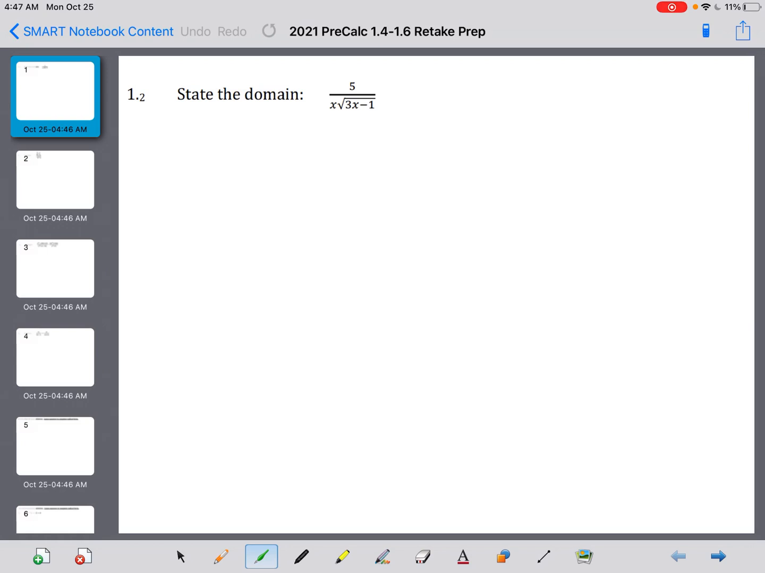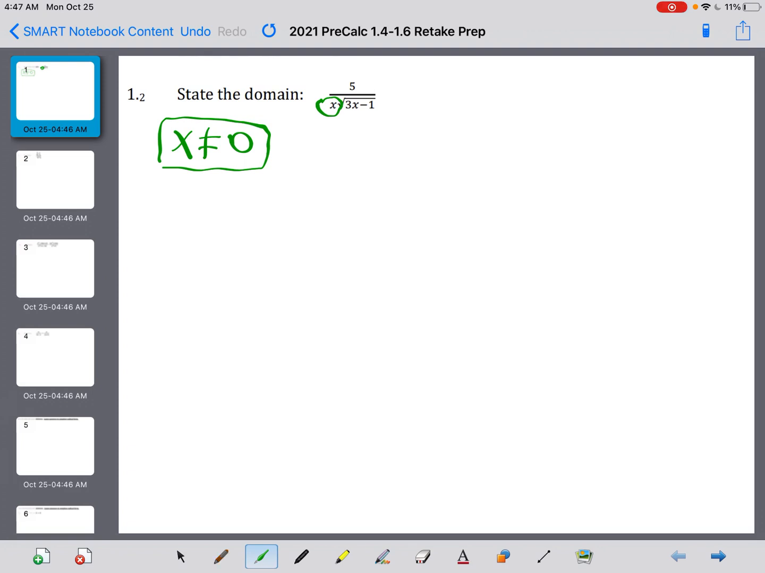So number 1 here, stating the domain. I first of all focus on two things here. I got this x in the bottom of the ratio or rational expression, so x for sure cannot be 0. That's going to be part of my domain.